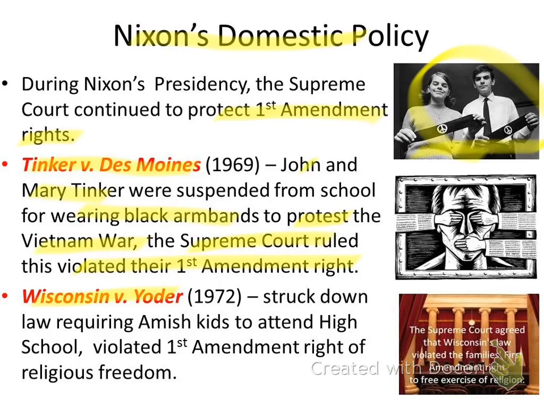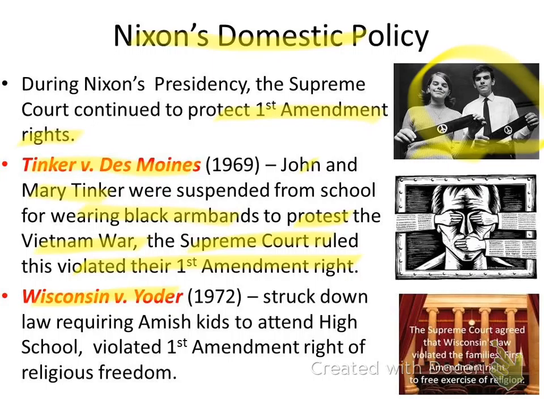I don't see this as a loss. I see this as not a bad thing, really. As long as the protests were limited to what you see there, that armband, I don't think that's a bad thing. Now, keep in mind, this is in 1969. Nixon was sworn in January of 69. So the court case originated long before he was president.